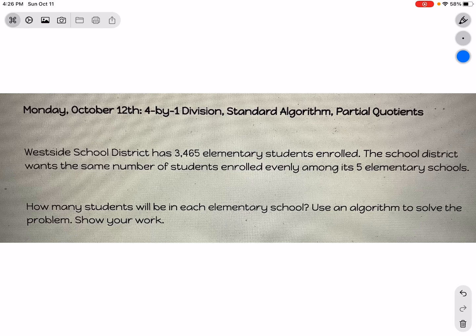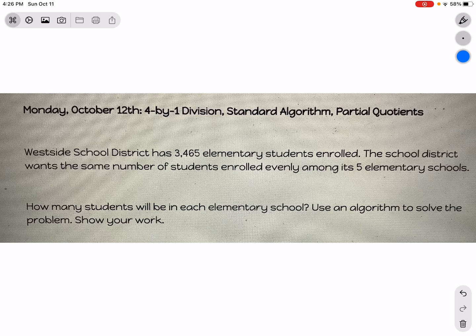Westside School District has 3,465 elementary students enrolled. The school district wants the same number of students enrolled evenly among its 5 elementary schools. How many students will be in each elementary school? Use an algorithm to solve the problem. Show your work. Okay, like I said, you can use partial quotients or the standard algorithm to solve this problem.